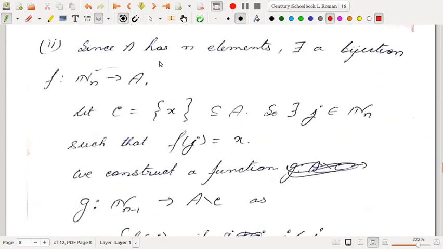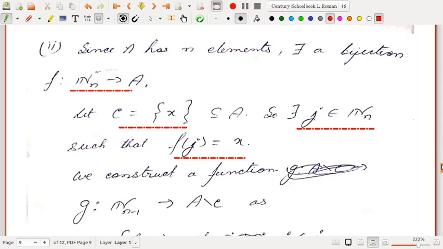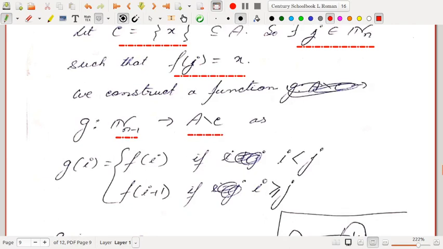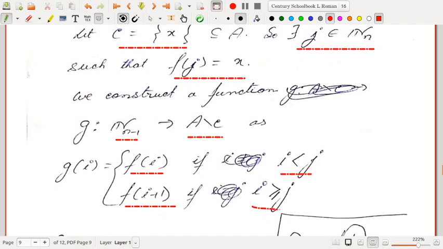Now the next one. Since A has n elements, there exists a bijection f from N_n to A. Let C equal the singleton {x}. So it's a set having one element, and C is a subset of A. So there exists some j in N_n such that f of j equals x. Okay, so we construct a function g from N_{n-1} to A minus C as this: g of i will be equal to f of i if i is less than j, and equal to f of i plus 1 if i is greater than or equal to j.